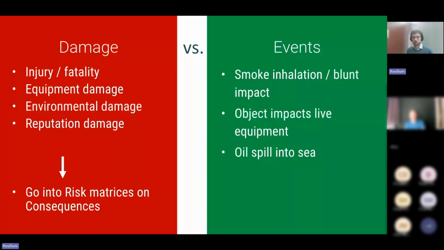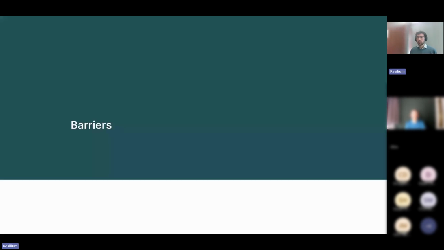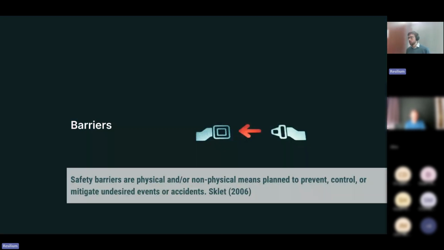So consequences, that. So the barriers, now we're really starting to get into the things that we need to plan out, the things that we need to really start making use of. And I think one of the most important quotes that I had to learn very early in my risk management career was from Sklet in 2006: safety barriers are physical and or non-physical means planned to prevent, control, or mitigate undesired events or accidents.